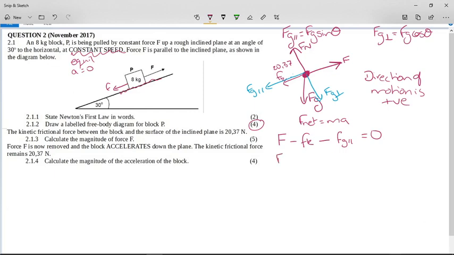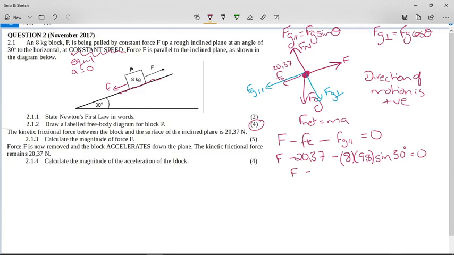So we're trying to find F. They told us that FK was minus 20,37. Well, they told us 20,37, and I'm saying it's minus because it's opposing motion. Then we have FG parallel, which I told you right at the beginning is FG sine theta. FG is code for the weight. This block has a mass of 8 kilograms. How do we turn mass into weight? We multiply by the acceleration due to gravity. And theta here is 30 degrees. This is going to be equal to 0.